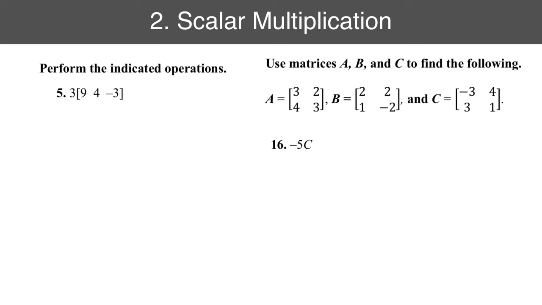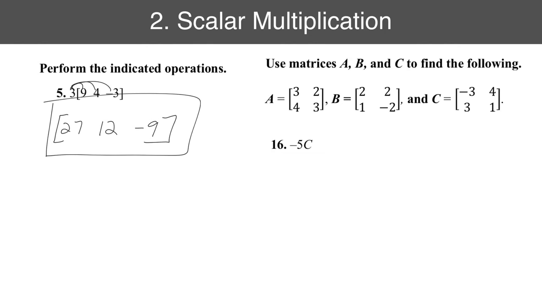So what we're going to do is multiply the 3 times everything that's inside the matrix. Let's start off. We're going to say 3 times 9 to start off, and we're going to get 27. So we write our matrix, that'd be 27. Then we say 3 times 4, which would be 12. And then 3 times -3, which would be -9. So your resulting answer would be 27, 12, and -9.